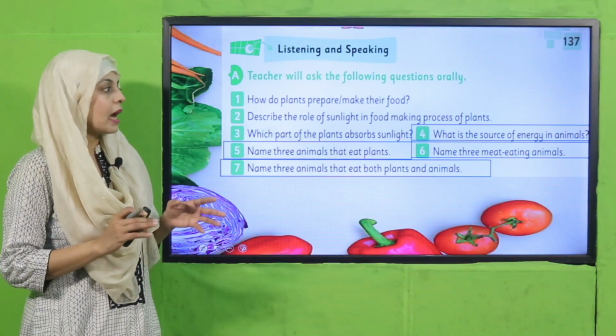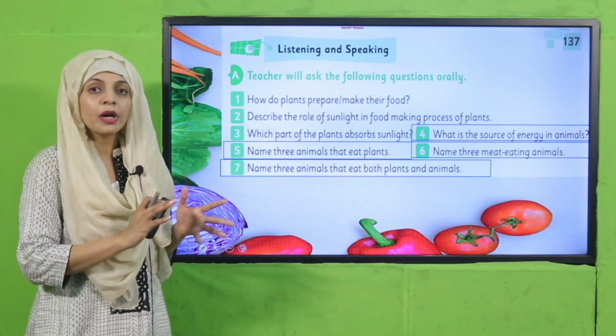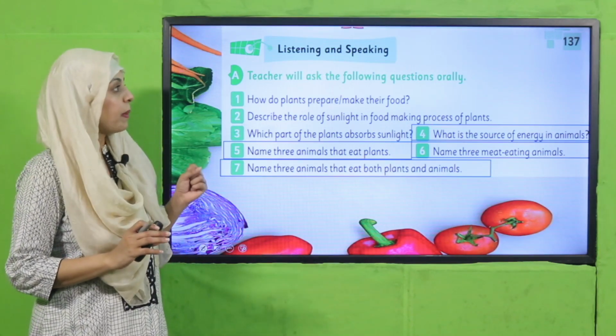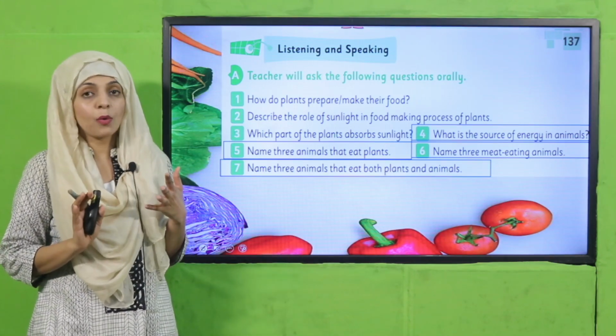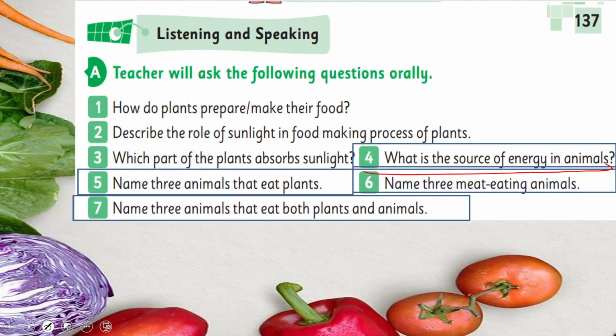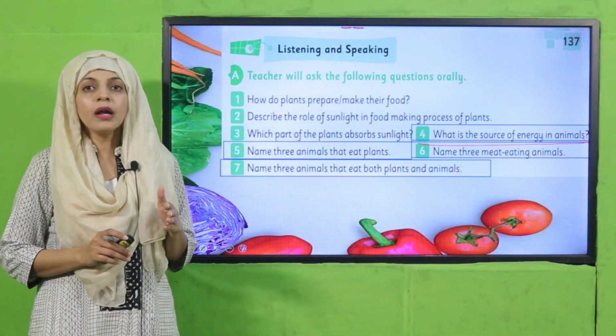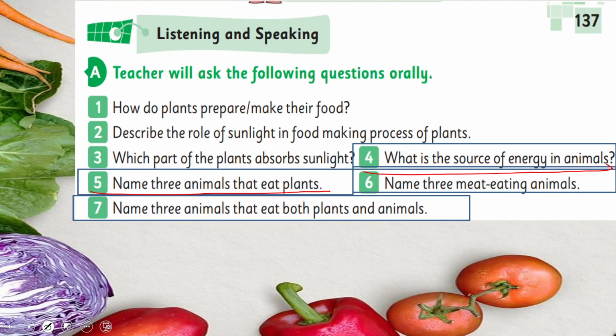So my dear students, these are the listening and speaking questions given in your GK3 books, unit number 14 on page number 137. I will ask the questions and you will answer them orally. So quickly tell me, what is the source of energy in animals? It could be plants or meat. Next is name 3 animals that eat plants. Goats, cows, horses, rabbits, they all eat plants.